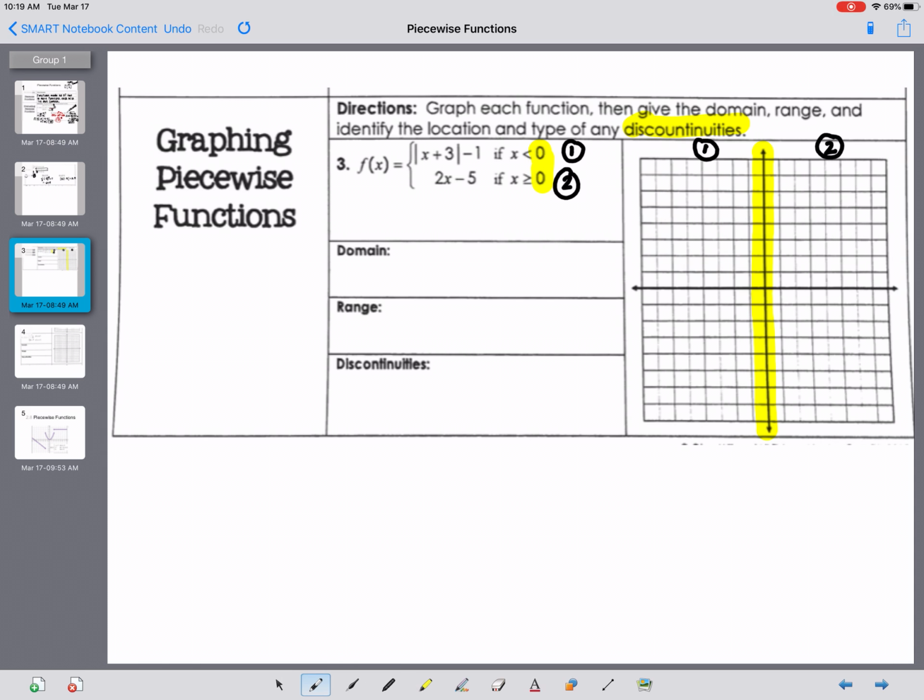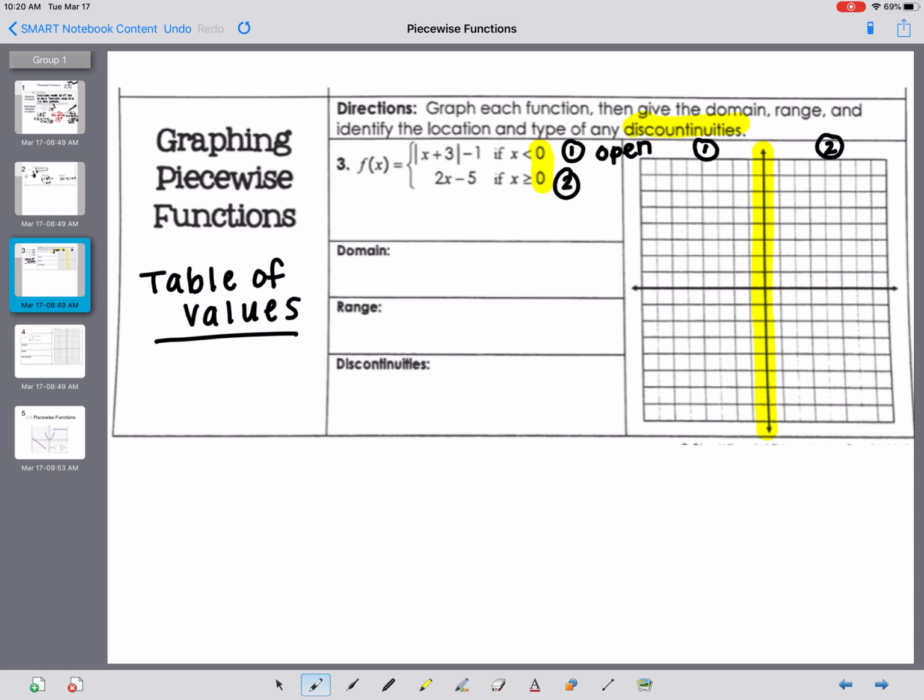Now, what might help me when graphing these is to get a table of values. When I get a table of values, I am going to include that number 0 even if there's no line under it. If I look at number 1, it just says that my domain is x is less than 0. I'm still going to find that function for when it's 0. That means that on the graph it's just going to have an open circle at 0. So still identify it.